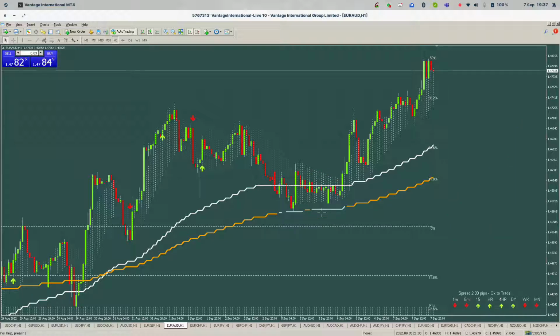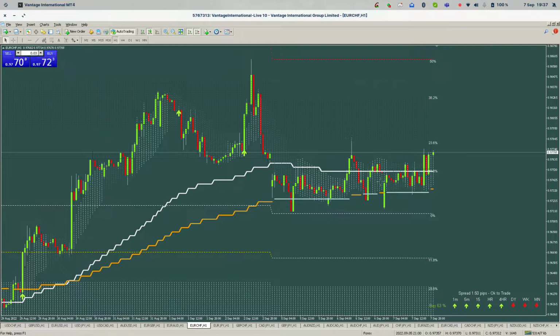Okay, let's go to Shift Tab. Same here. You see how we've got this consolidation in Euro Swiss. It's been going on all day. It hasn't gone anywhere. It's bounced off the 0%. It really doesn't go anywhere. So we stand aside on that one.